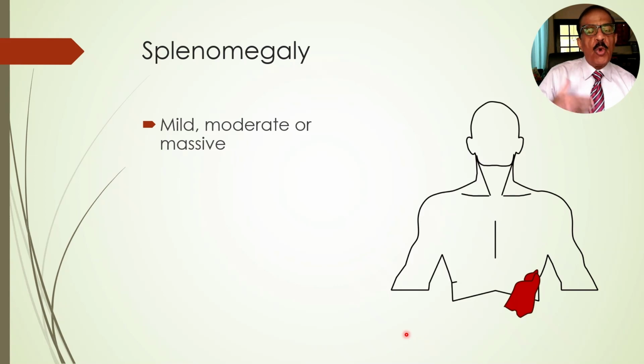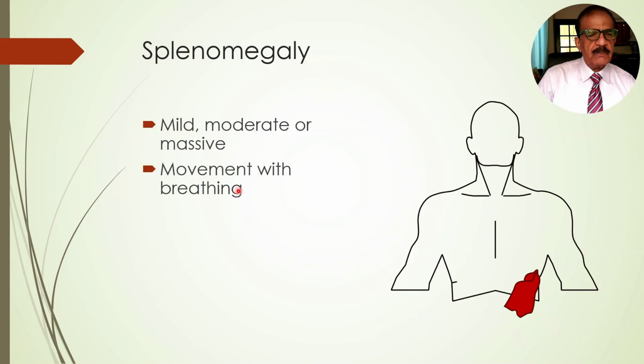In some cases, there may be typically massive splenomegaly: in some storage disorders, or in some myeloproliferative disorders like chronic myeloid leukemia or myelofibrosis. There may be lymphoma in the spleen, there could be metastasis, there may be some cysts in the spleen, so the spleen may be massive. Typically, the differential diagnosis of mild, moderate, and massive splenomegaly is built up differently.